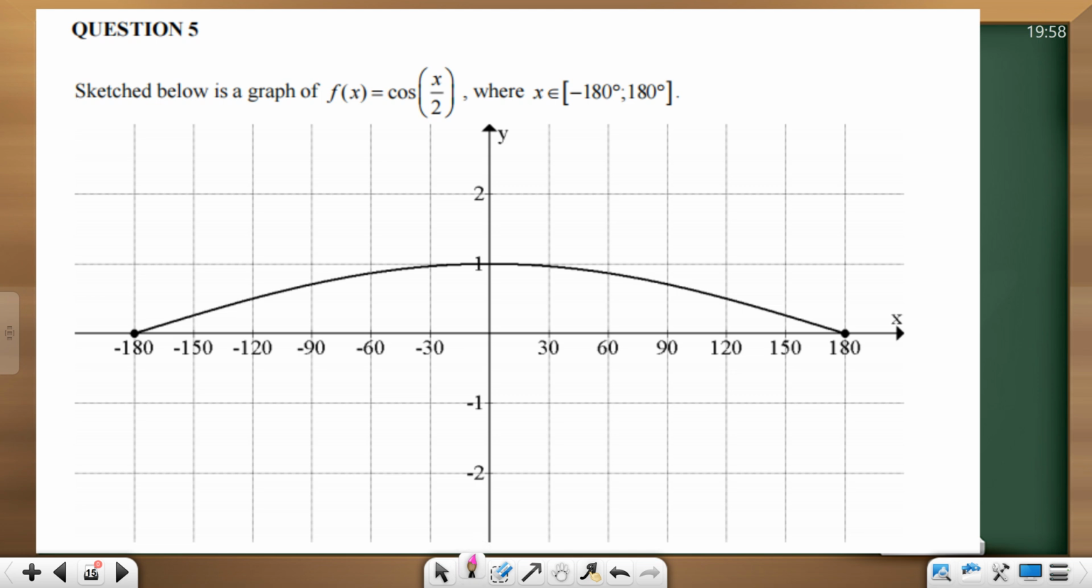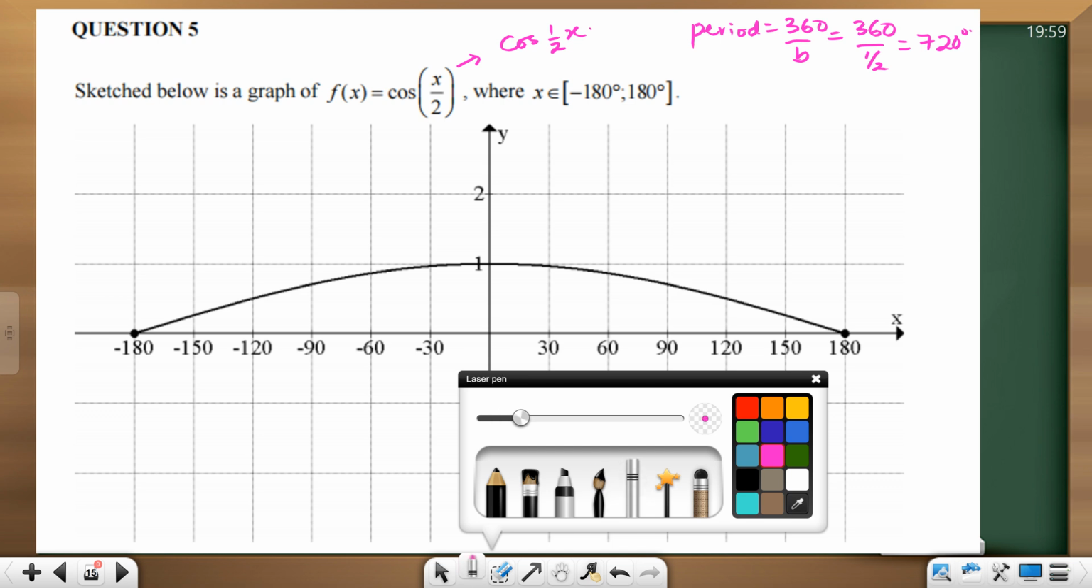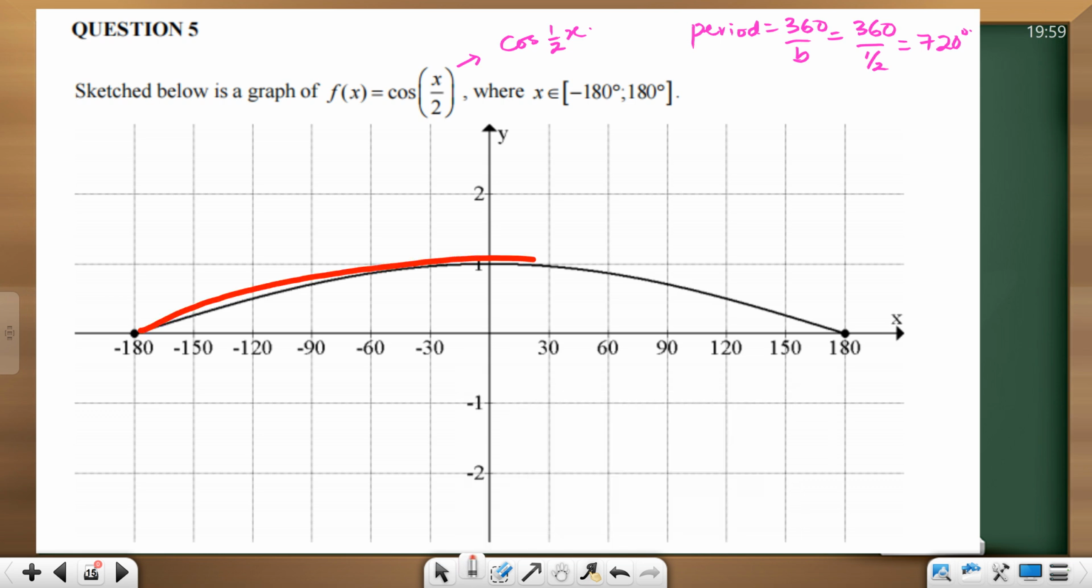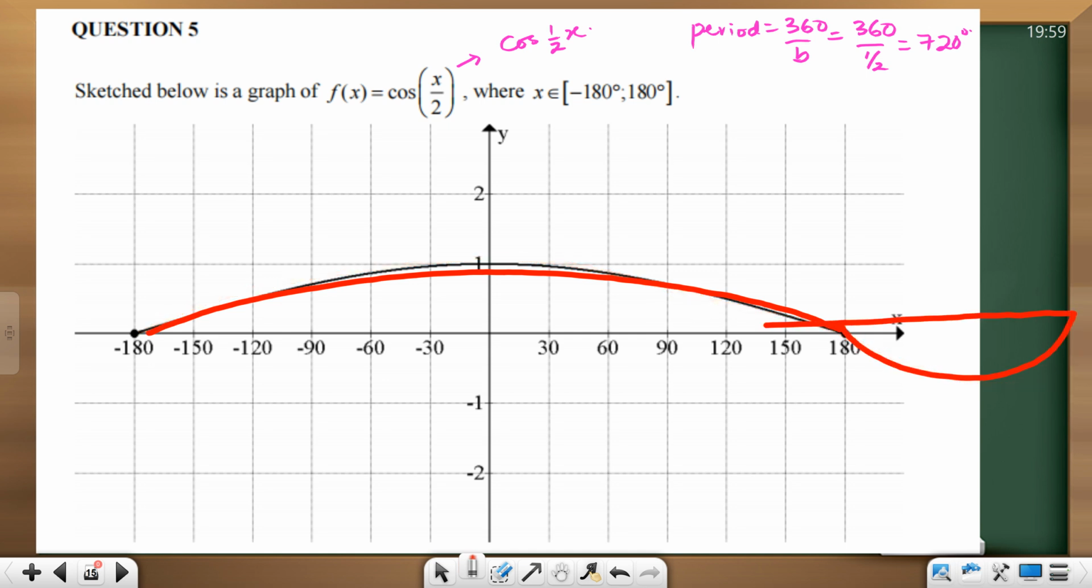By the way, the examiner is just playing. That means you guys don't know math. This is written as cos half x. And I told you, period, since it's a cos graph, is 360 over b, which is 360 over half. And that is what? 720. And if you don't want to use that, look at the length of the graph. This is half. Where's the other half? Somewhere there. So if half is 360, the other half will also be another 360, which gives me my total length of 720.